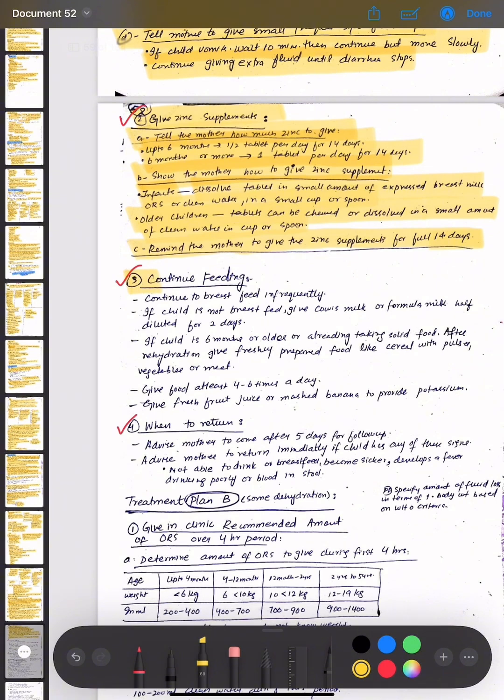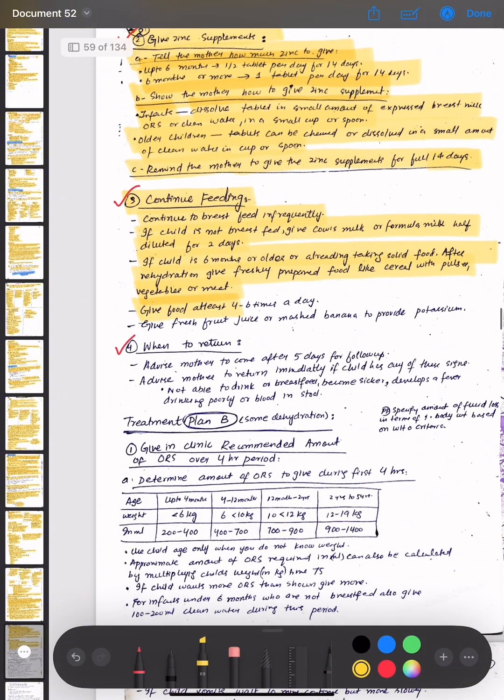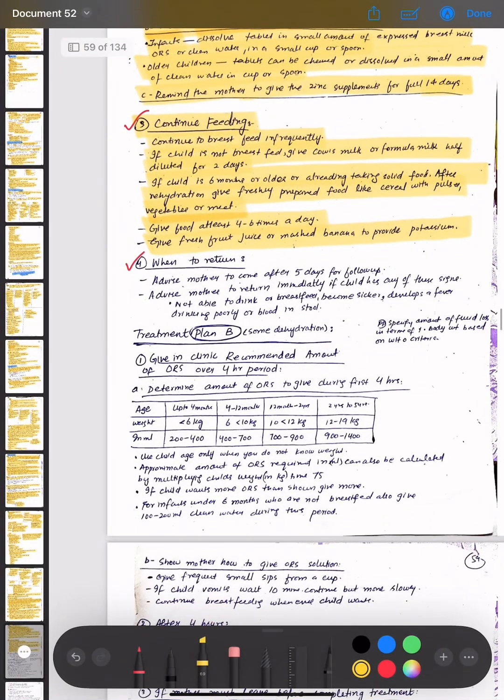Okay, the third rule is continue feeding, that is, continue to breastfeed frequently. If the child is not breastfed, give cow's milk or formula milk half diluted for 2 days. If the child is 6 months or older or already taking solid foods, after dehydration give freshly prepared food like cereal with pulses, vegetables, or meat. Give food at least 4 to 6 times a day, and give fresh fruit juice or mashed banana to provide potassium.